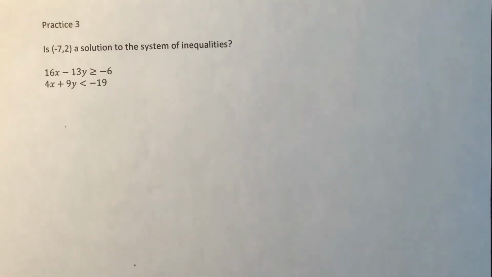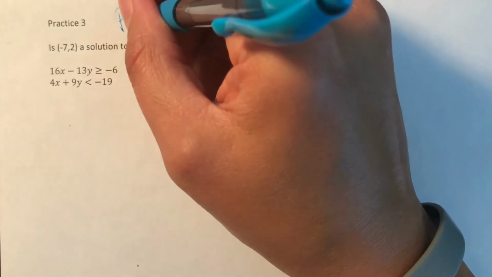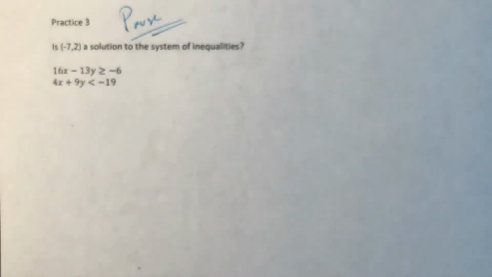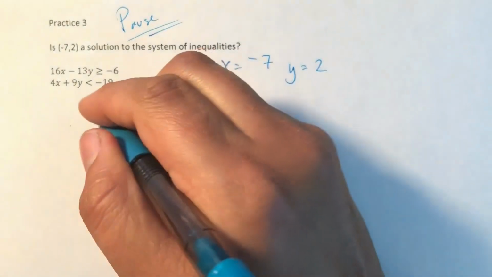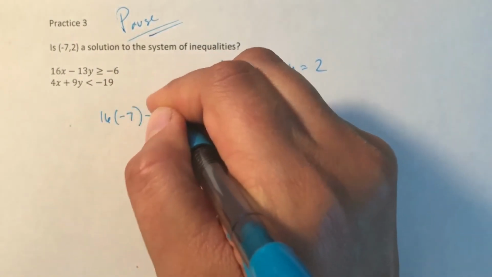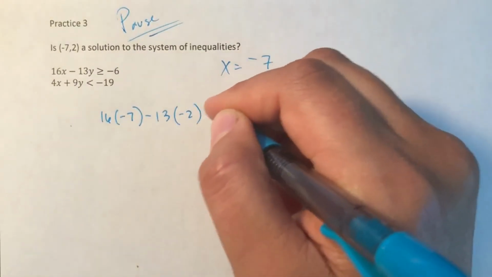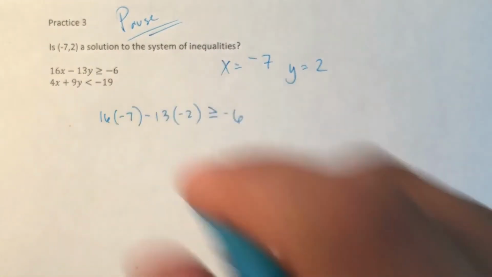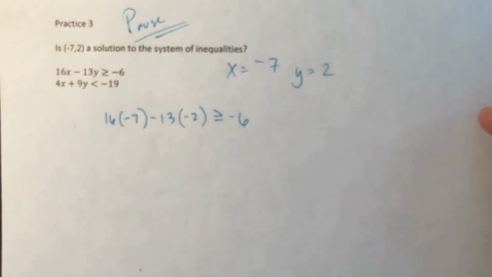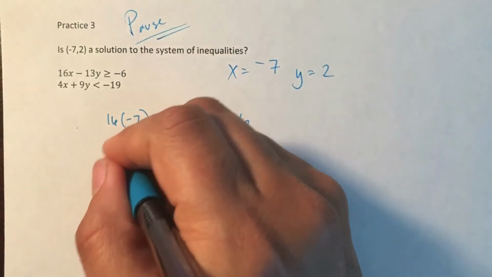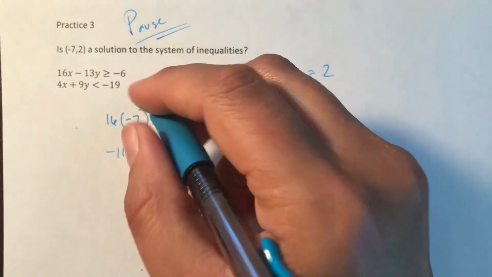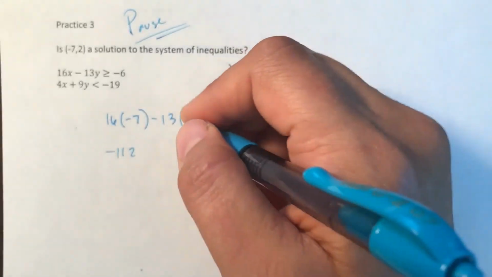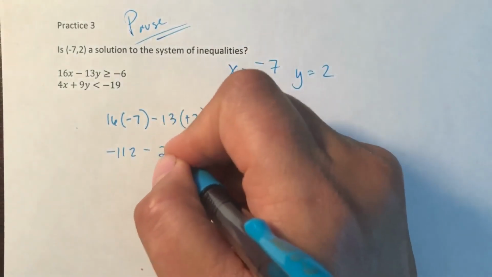And here's a third practice problem for you to try. So go ahead and pause the video and try this last one. If x is negative 7 and y is 2, I cannot do 16 times negative 7 in my head. That's like mean. Negative 112 plus 20. Why did I give that a negative? That should be positive. Minus 26.